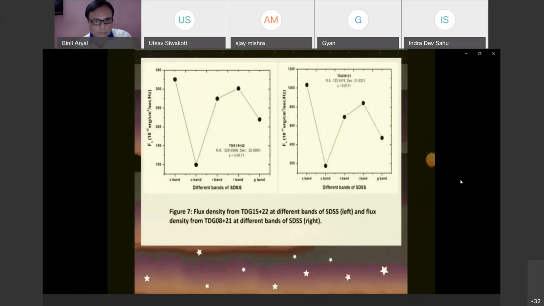This figure shows the flux density of the galaxies at the different bands of SDSS. Here we see that the Z band is dominating the other bands, and the minimum flux density was obtained at the U band. The same trend is obtained for both of the galaxies.